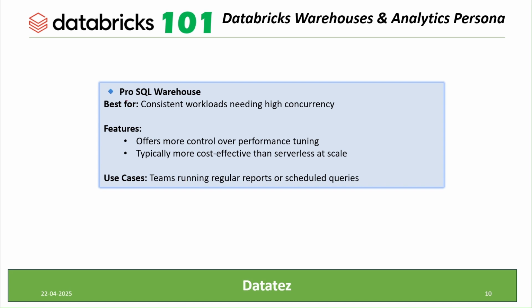We should be picking the Pro SQL warehouse when we have consistent workloads which need a bit of high concurrency, so the number of parallel queries that we may be executing is high. Here we may have to do some fine tuning and take care of optimization. Teams running regular reports and scheduled queries can opt for the Pro SQL warehouses.